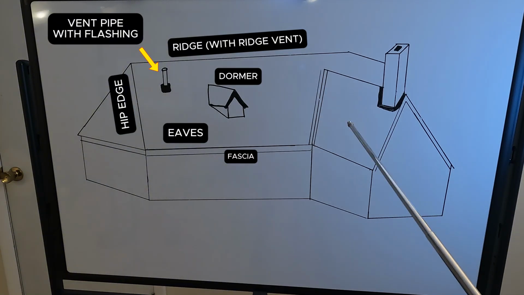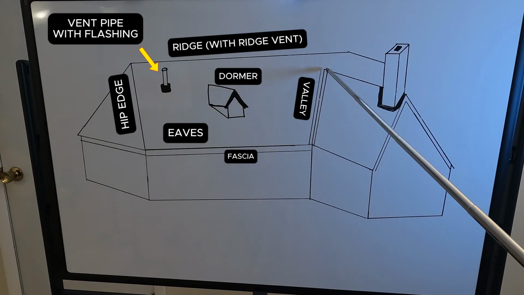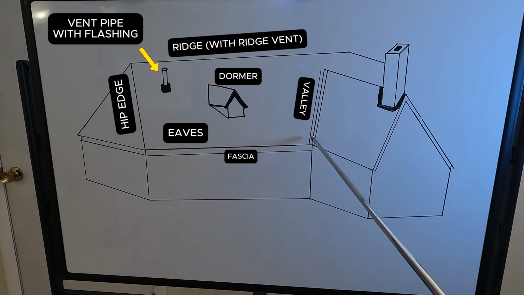And then moving over here, this is called a valley. So that's any kind of depression or dip in your roof is called a valley.